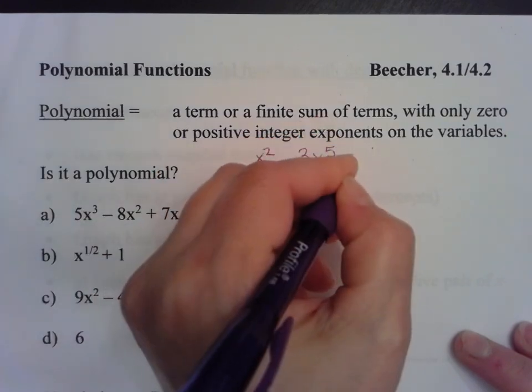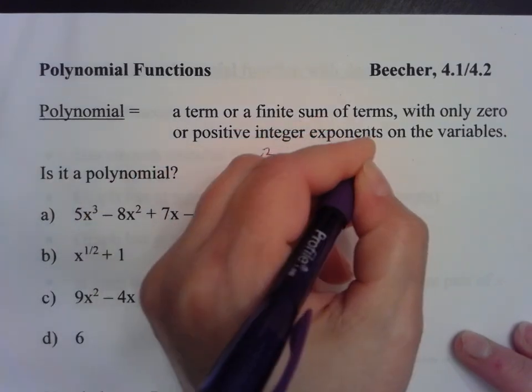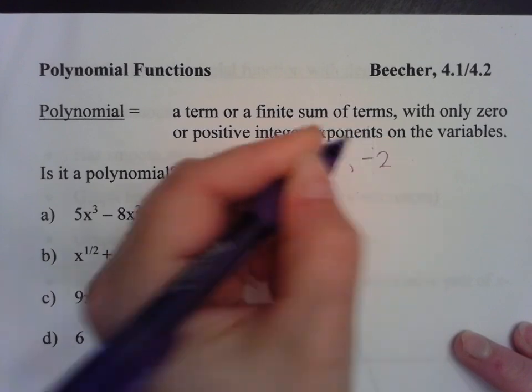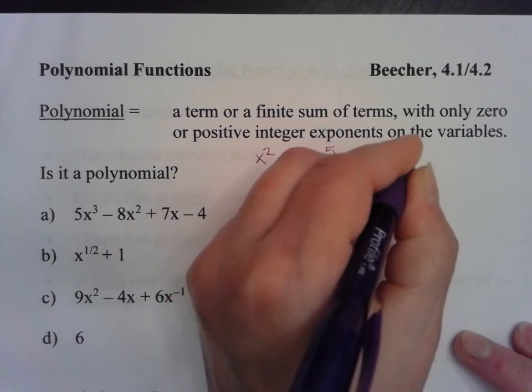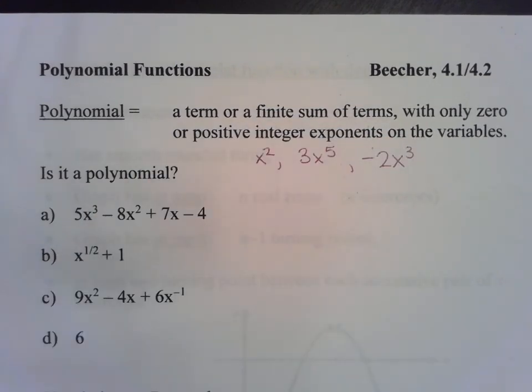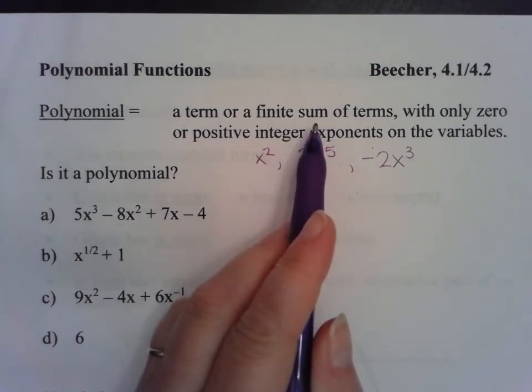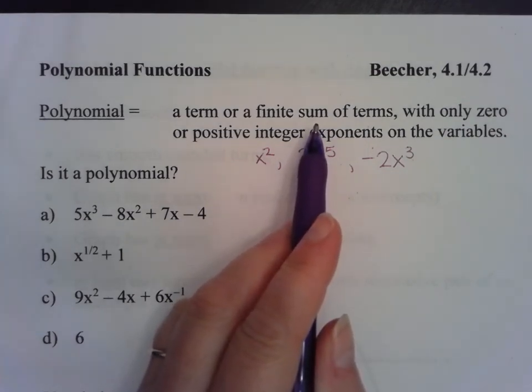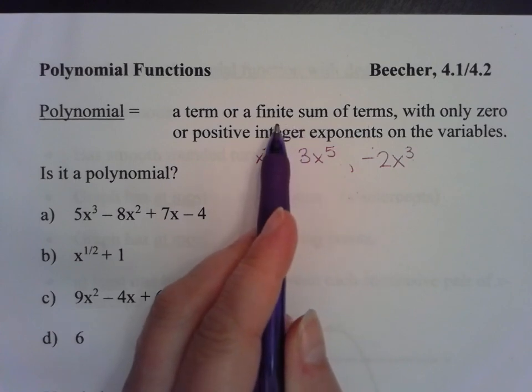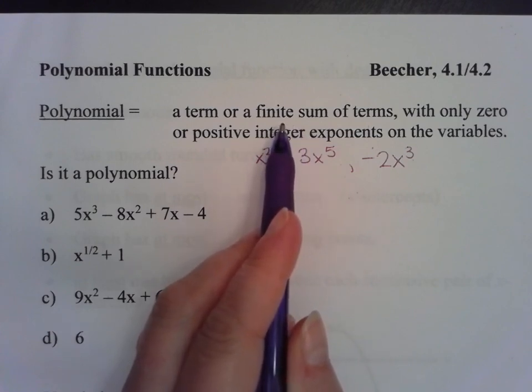or negative 2x cubed. Okay, these would be terms. So it can be one single term, or we can add a bunch of terms together to form a polynomial. The word finite here just means that at some point we have to stop adding.